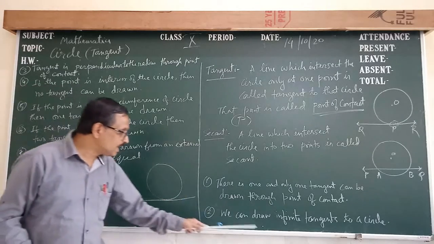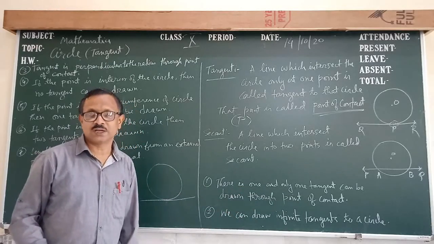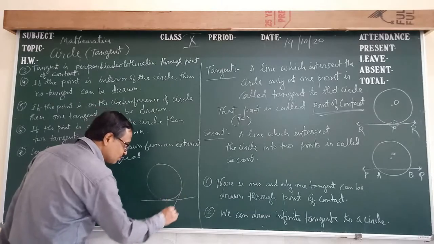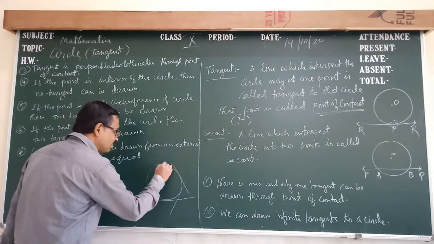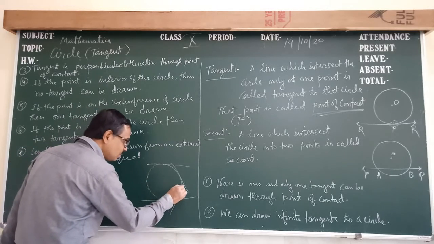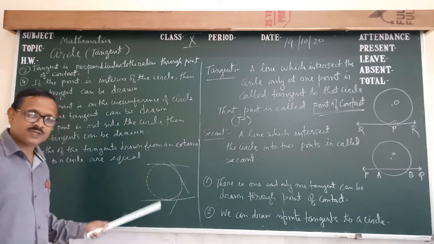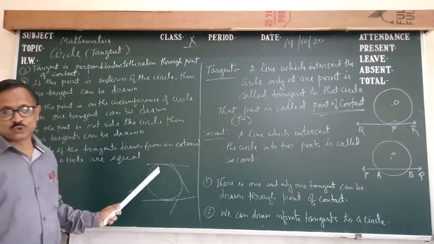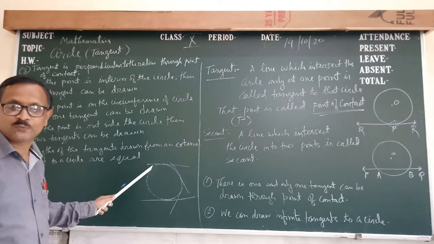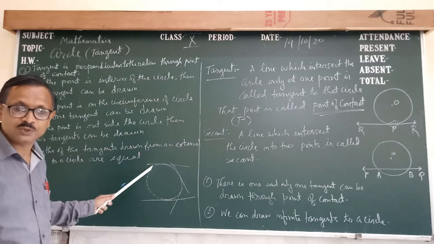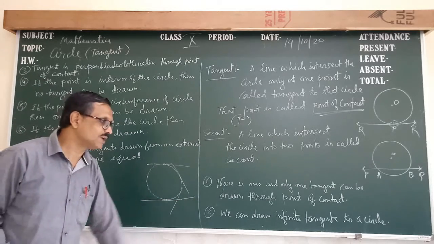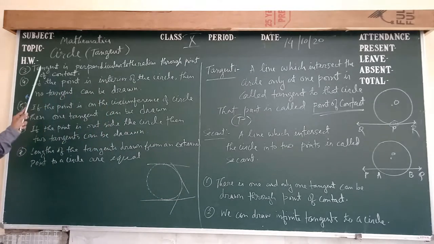Okay. So we can draw an infinite number of tangents to a circle. That means you can draw a tangent here, you can draw a tangent here also, and here also, because an infinite number of points are there on the circumference. So you can draw an infinite number of tangents. But through a point on the circumference, you can draw only one tangent. Okay? Now the next one.